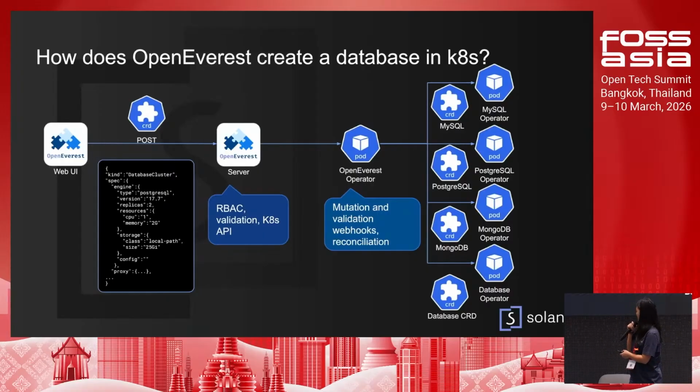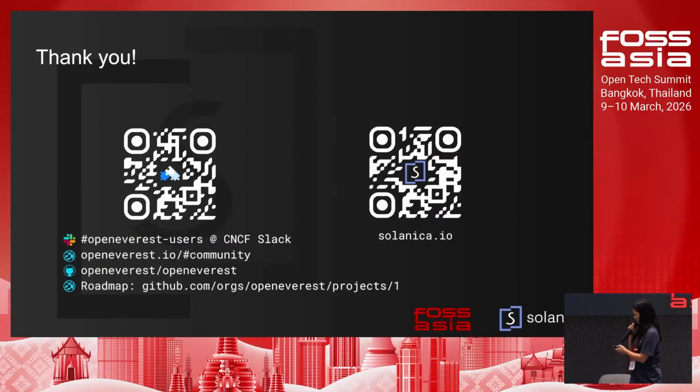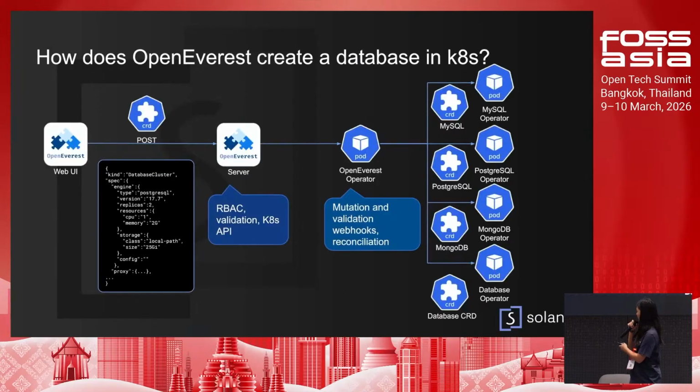So for this example, it's creating a Postgres database. So then the OpenEverest operator creates a custom resource for the Postgres.